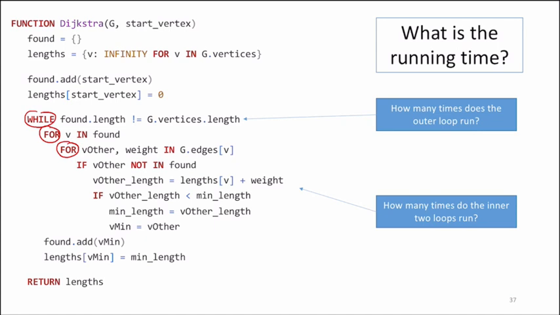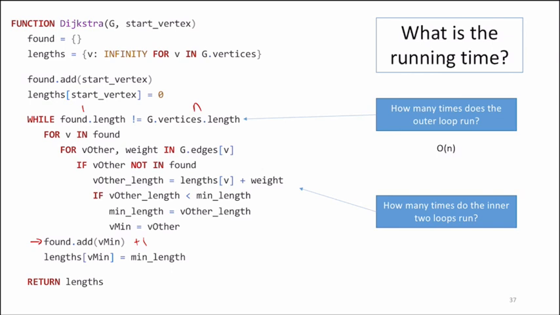Well, the outermost loop, the while loop, is dependent upon this condition here. And it starts out, found.length starts out at 1. And we're comparing that to n. And in each iteration, we add 1 to that length. So it's going to iterate n minus 1 times, which we can just say is big O of n times.